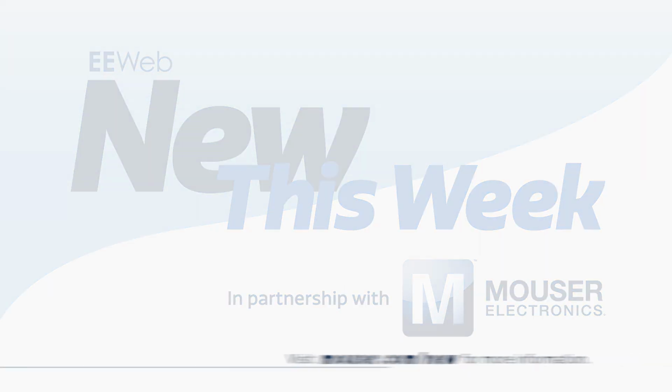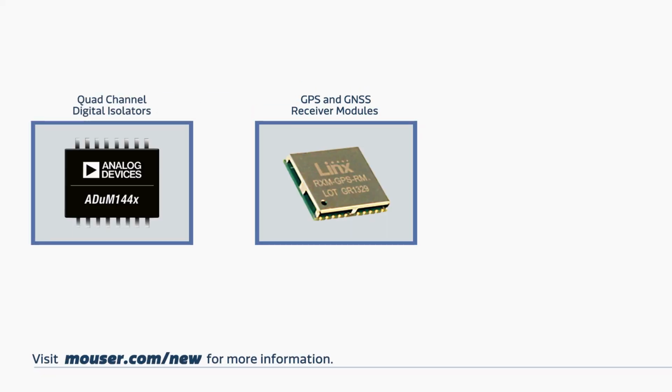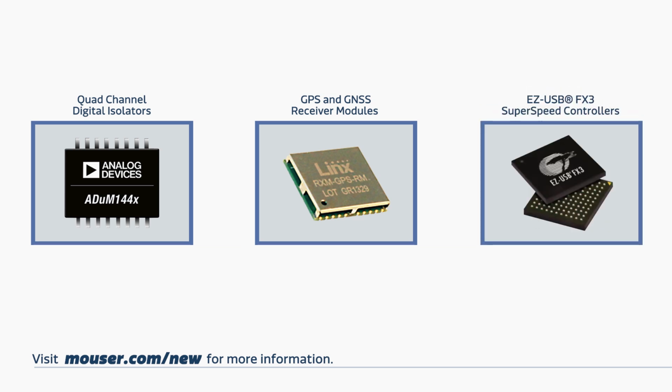products. This week we're looking at quad-channel digital isolators from Analog Devices, Linx GPS and GNSS receiver modules, and the Cypress EZ-USB FX3 SuperSpeed USB family of controllers.